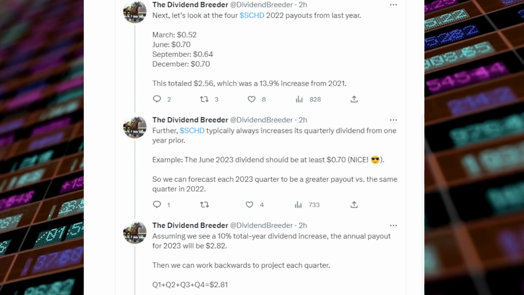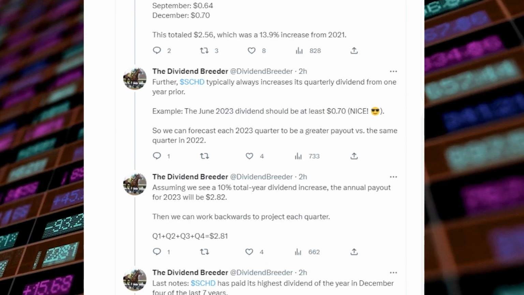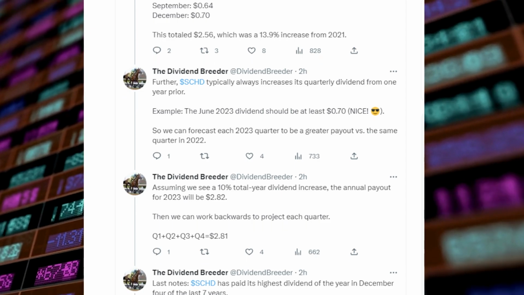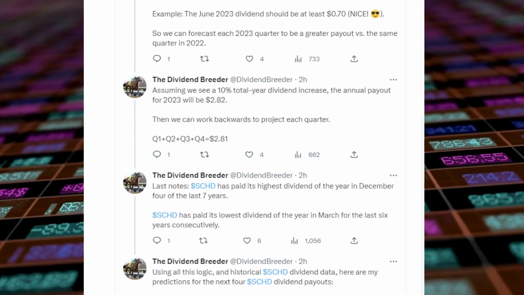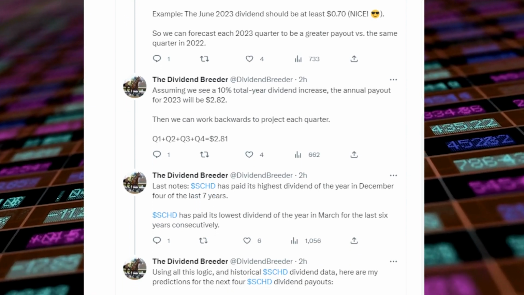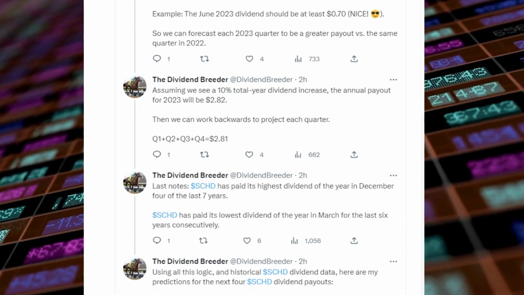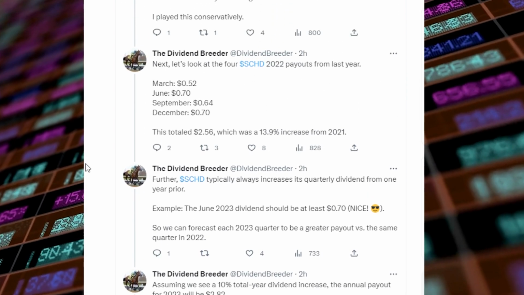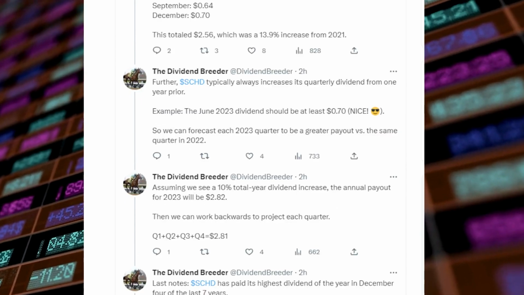For example, the June 2023 dividend should be at least 70 cents. So we can forecast each 2023 quarter to be greater payouts versus the same quarter of 2022, which means we have some bigger payouts incoming. Assuming we get a 10% total year dividend increase, the annual payout for 2023 will be $2.82. So $2.82 up from $2.56, which is already a decent amount of payouts per share of SCHD per year.